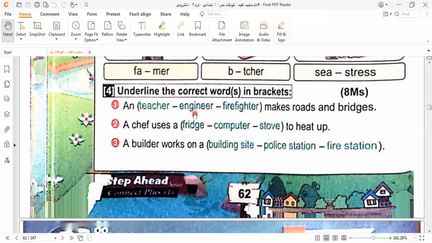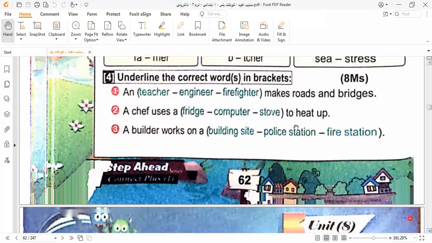I tell you that because when we answer the questions, we must think before selecting. Don't select without thinking. Here it is makes roads and bridges. If you don't know who makes this, you say we have an, which goes with a vowel sound. So which one is this word? This one. So I select this one. So we must think before selecting the correct answer.